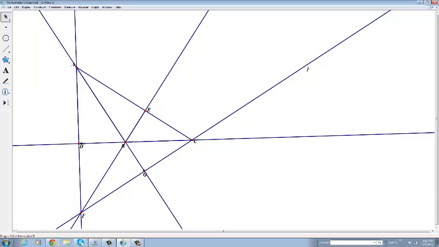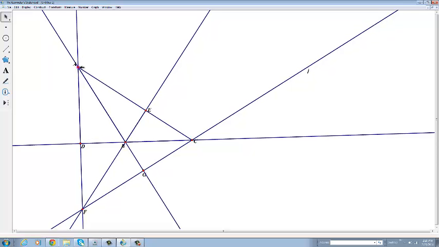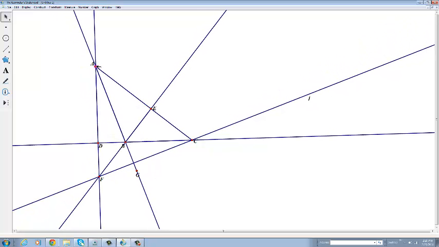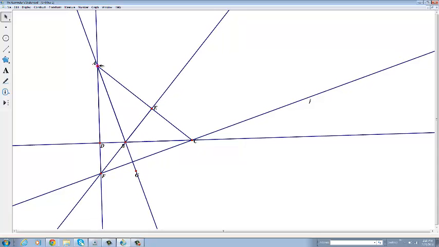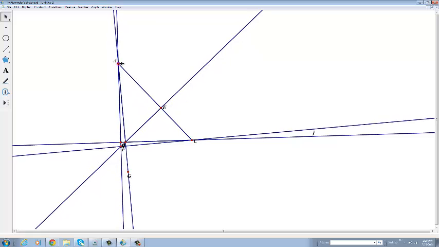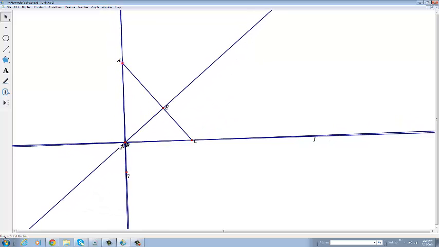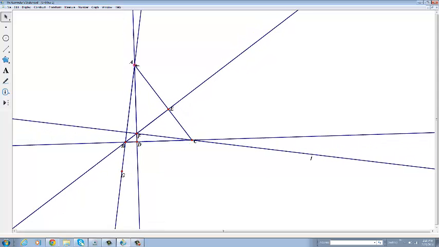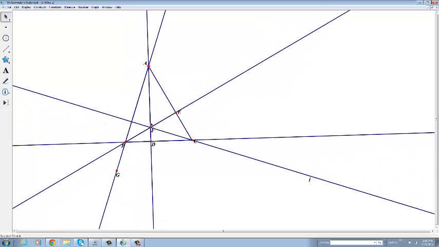The altitude can be in the exterior, and the orthocenter is where they intersect. Now, if I take A and I drag it, notice what happens to the point of concurrency of the altitudes. As I change it from an obtuse triangle to a right triangle, notice that the orthocenter is at the right angle. And as I drag A again, notice that the orthocenter is in the interior.